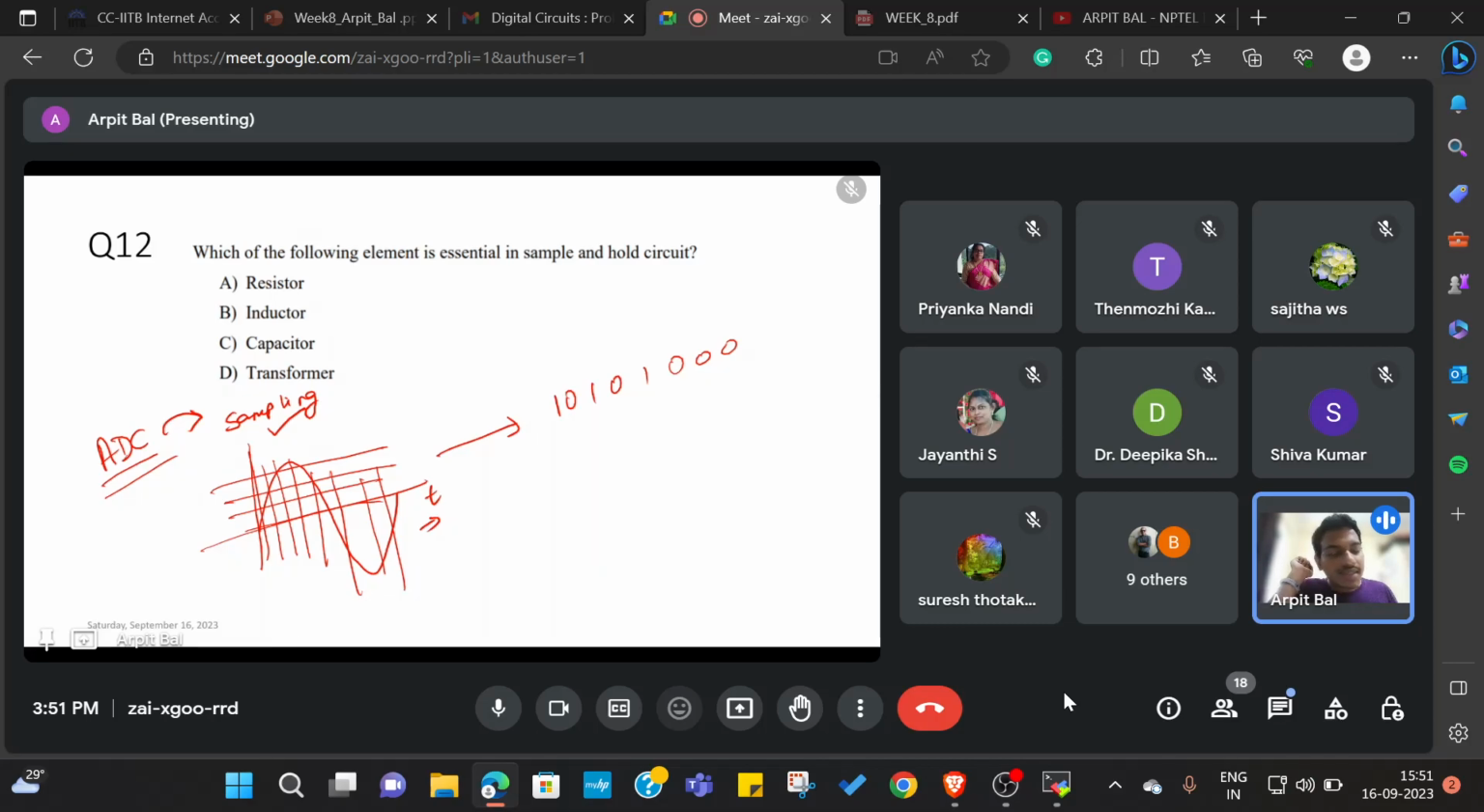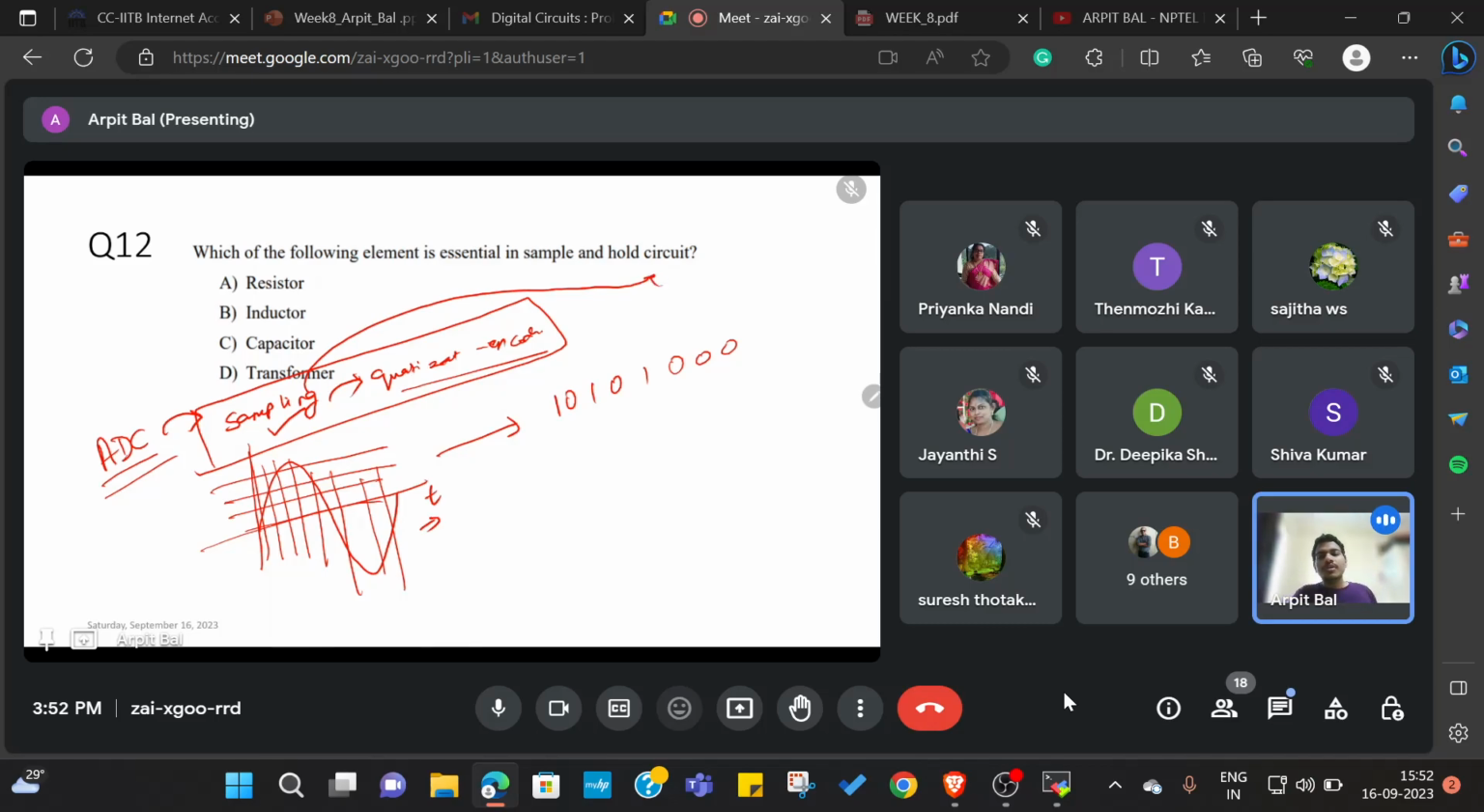Okay, and after sampling, what happens? Quantization. Correct, quantization followed by encoding. Okay, so this is the complete process that the ADC performs for converting any analog signal into a digital signal. First it will discretize in the time domain, that is called sampling. Then it will discretize the amplitudes. After discretizing the amplitudes, those amplitudes are mapped to corresponding digital values, which is called encoding. Okay, so now let us focus on this question. This question is related to sampling. So what is the most essential element in a sample and hold circuit?